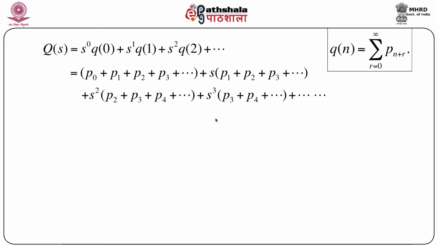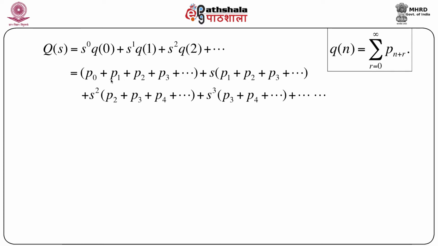Now all we have to do, so this is nothing but the generating function of qs. So basically we are done. But all we have to do is to write this entire expression in a relatively more compact form. It is very clear that in many terms, a few terms are common.